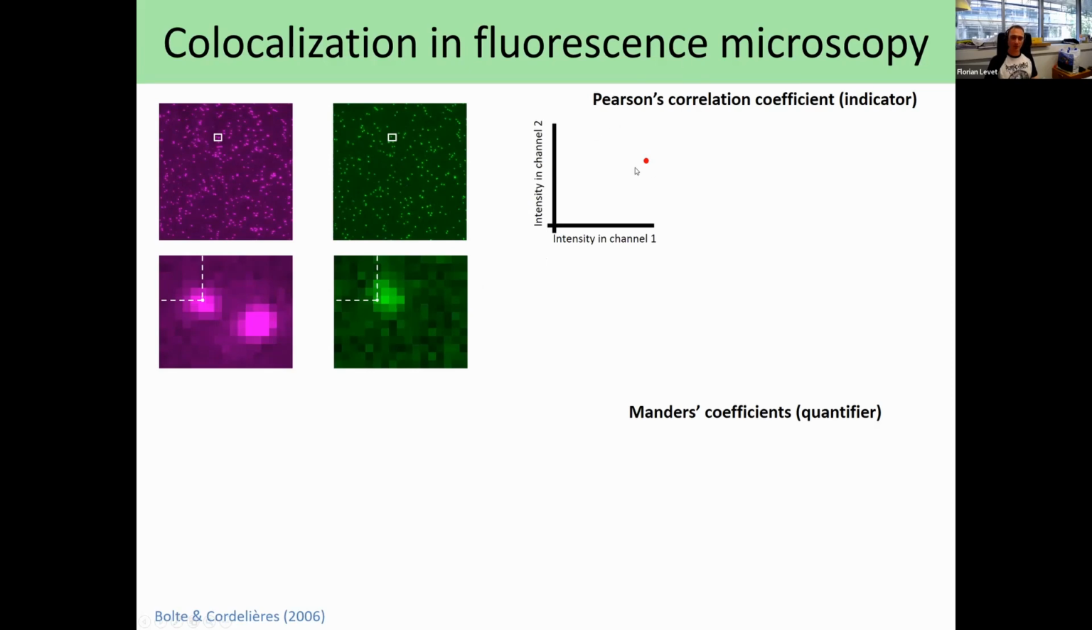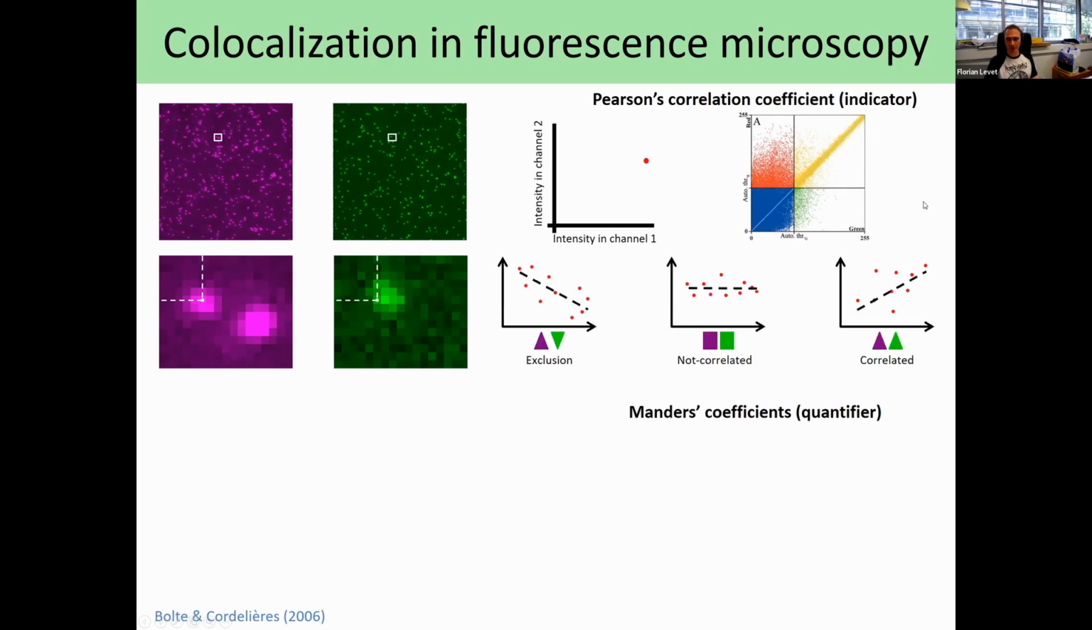So in the case of the Pearson correlation, you will try to find some correlation in the intensity between the two channels. When you do that for all the data, all the pixels in your data, you end up with this kind of scatter plot.